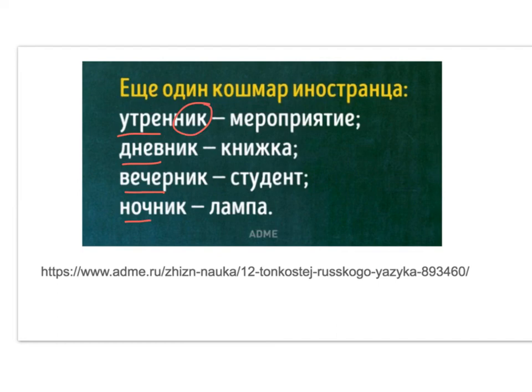So утренник, мероприятие. Утренник is an event. It's like a matinee. Дневник, книжка или книга. Дневник is a book. It's like a diary. Вечерник, студент. This is a night student. Whereas ночник, лампа. Ночник is a lamp. So these word parts are not always perfect in identifying meaning, but they are very, very useful, and we will be paying a lot more attention to them as we go.